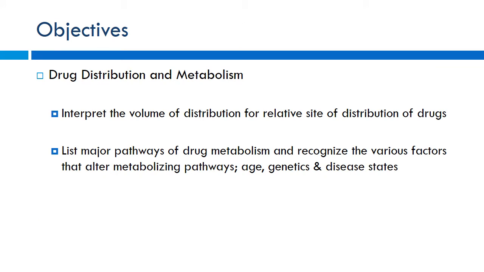So again, with drug distribution and metabolism, we're going to be looking at how we can interpret the volume of distribution of a drug relative to how that drug is actually going to distribute out to the tissues. Does the drug like to stay within the central circulation in the bloodstream? Does it like to partition out to the tissues? All that can have big effects on how the drug is going to work. We'll talk about major pathways for metabolism. Most metabolism you'll see is going to happen in the liver, and you're going to find how other disease states and things like age can have an effect on how metabolism occurs.